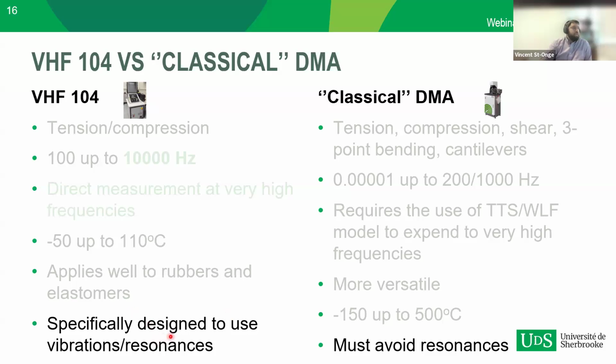And one specificity is that the VHF-10-4 is actually designed to use vibrations and resonances of the material, whereas with classical DMA, you actually want to avoid that as much as possible, or else your instrument is going to shatter during your measurement. So this is a very important difference because it means that the VHF-10-4 will work very differently to extract the viscoelastic behavior of your material as what a classical DMA would do.